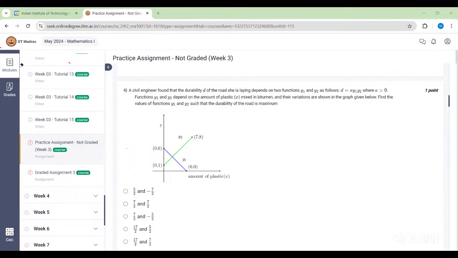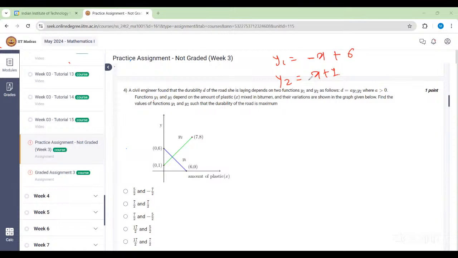Okay, now I think I got this. So let's compute y1 and y2. y1 is a line passing through (0, 6) and (6, 0). So the y-intercept is simply 6, and we just have to find out the slope. y1 equals minus x plus 6, and y2 equals x plus 1. You can see here M1 is minus 1.